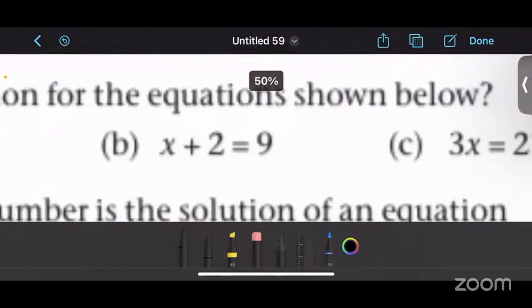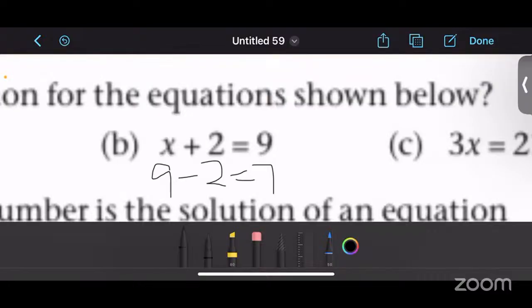9 minus 2 equals 7. So x equals 7. Perfect. X is equal to 7. So basically what she did was to take the 2 to the other side like we did. And then because we are reversing it, that's why she ended up having the -2.